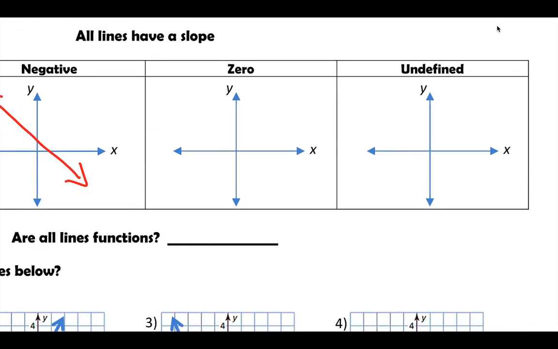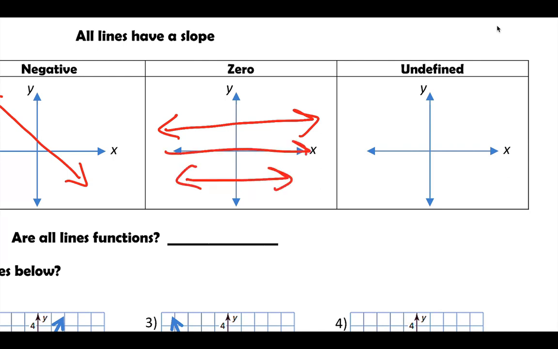Zero, this is zero fun, zero slope. We're on flat ground. So something like this, it's flat. And again, you could have it down here. We could have it directly on the X. Those are all zero slopes. This is all zero fun.